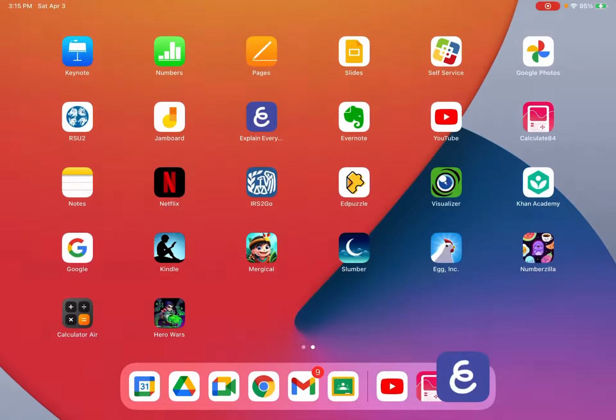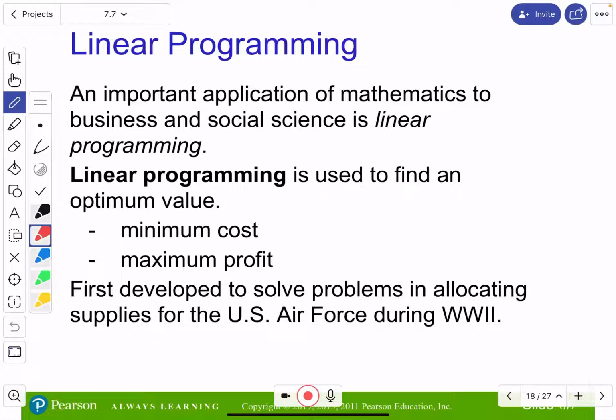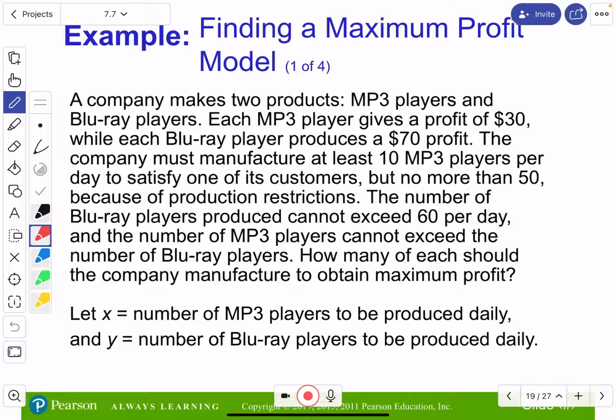You can, again, do the same thing on Desmos. So linear programming is how you find the minimum and maximum profits. So the first thing you're going to do is you're going to find the area. You're going to graph all the equations from the word problem. And then you're going to find the corners and test those. So let's start with this.